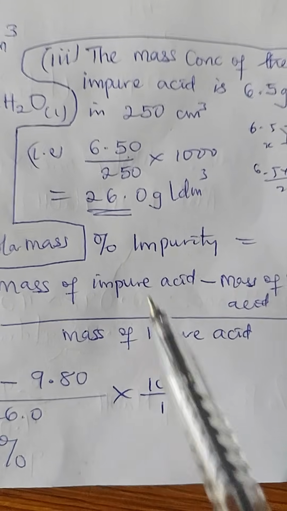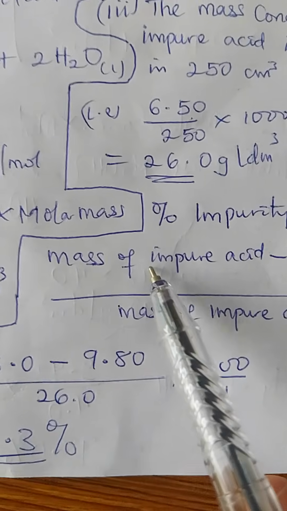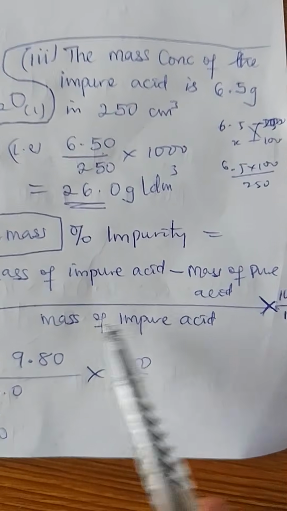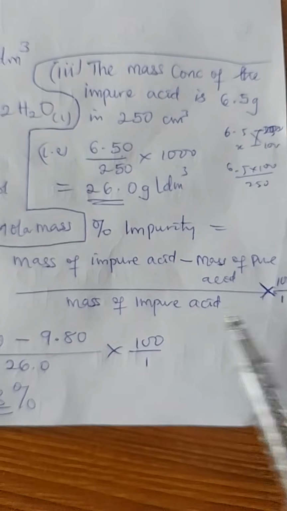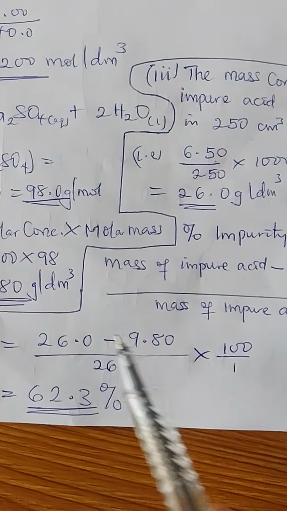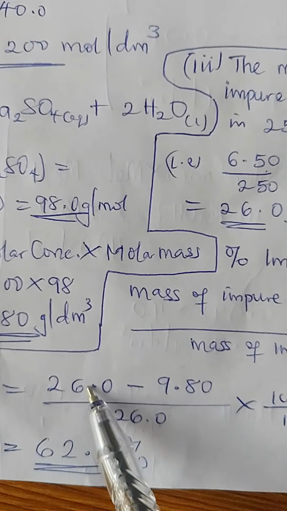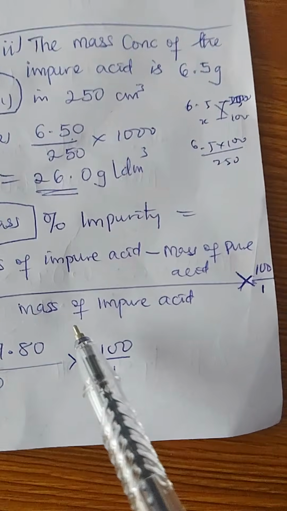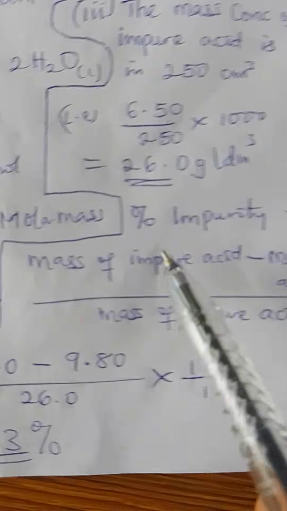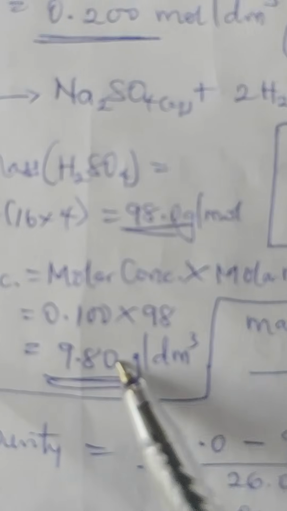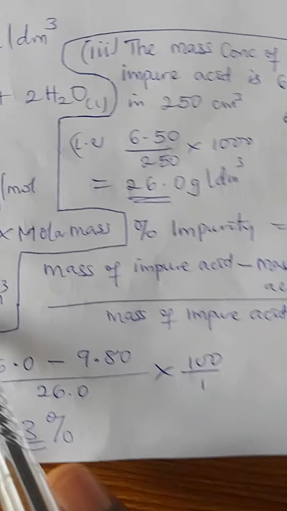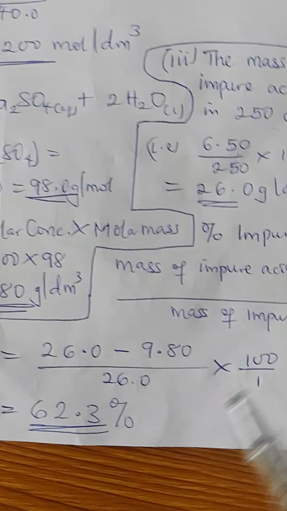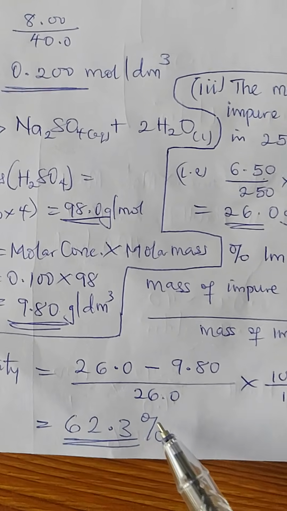Then now come to the formula: percentage impurity, which is mass of impure acid minus mass of pure acid, divided by mass of impure acid, times 100 over 1. When you substitute, this 26 that we solved here is the mass of impure acid, and the mass of pure acid is the one we obtained when we did the gram per dm cube that we had here, which is 9.8. Then divided by mass of the impure, 26, multiplied by 100 over 1. That will give you 62.3%.